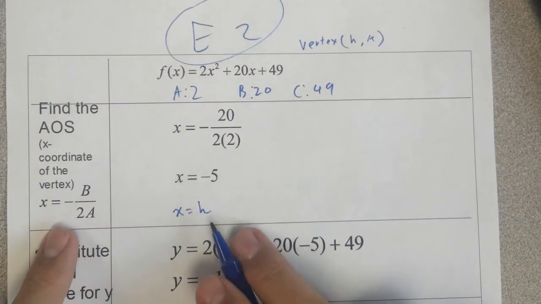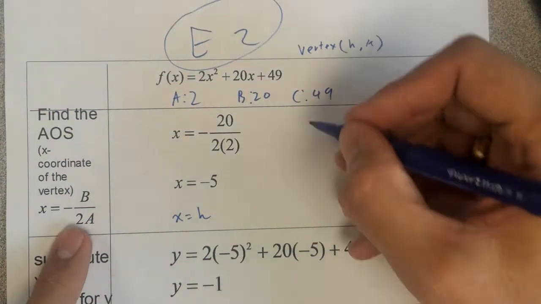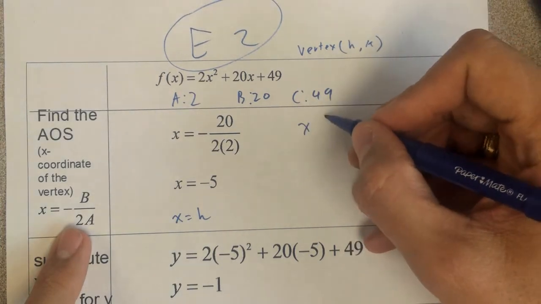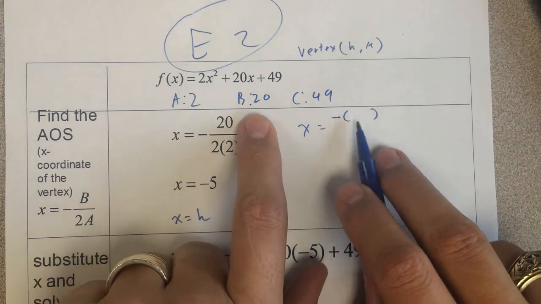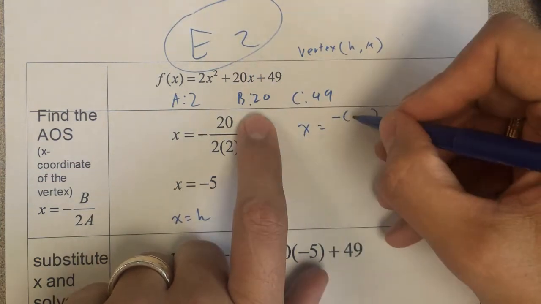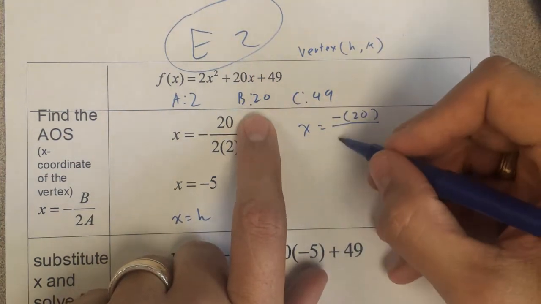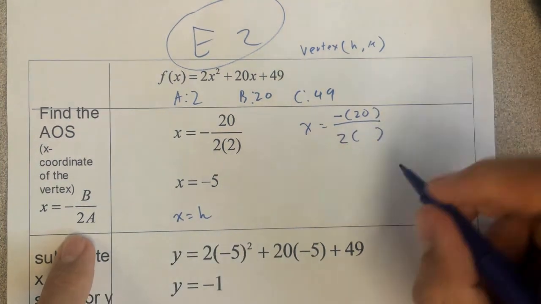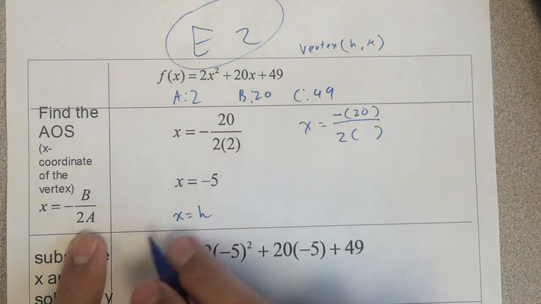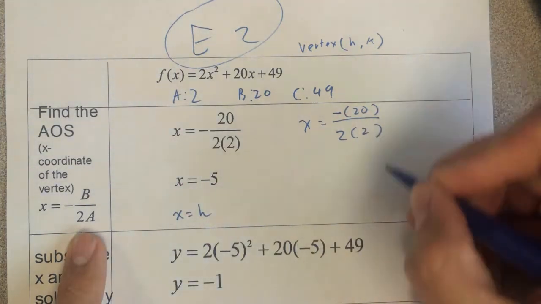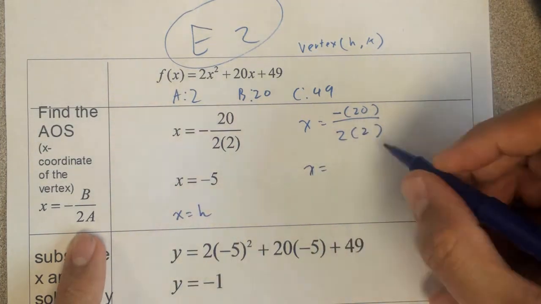So this is going to find my h here. I'm going to plug this in. I like to make it negative b on top. What is b? Again, I put parentheses with the negative. My b is 20. And then it is 2 times a. My a and b, I just put parentheses and fill them in. My a on the bottom is 2. I put 2 there.